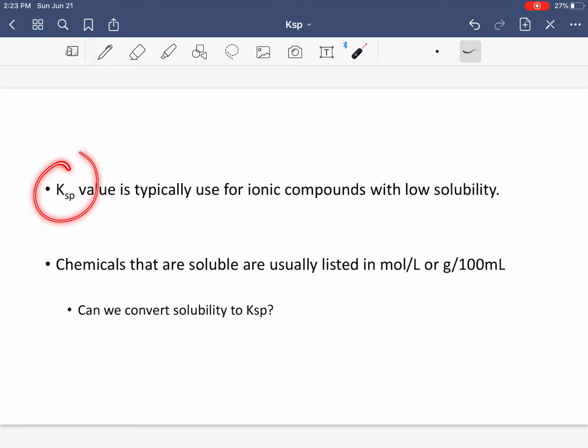Okay. Because Ksp, as I said earlier, is usually used for things that have low solubility. Okay, like that lead chloride that I mentioned, the silver chloride that I mentioned. The Ksp value is easily accessible, because these guys have a very low solubility. Now, things that have a high solubility, a lot of people don't use Ksp. Like for example, NaCl. Okay, you rarely will hear people say, hey, what's the Ksp for NaCl? Because that's going to be a big number. Instead, people use moles per liter.